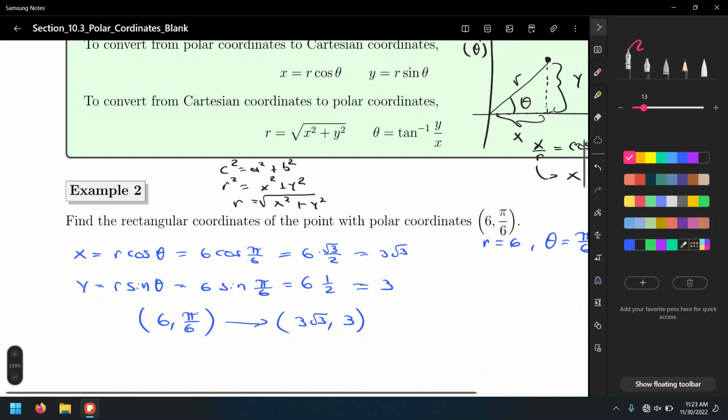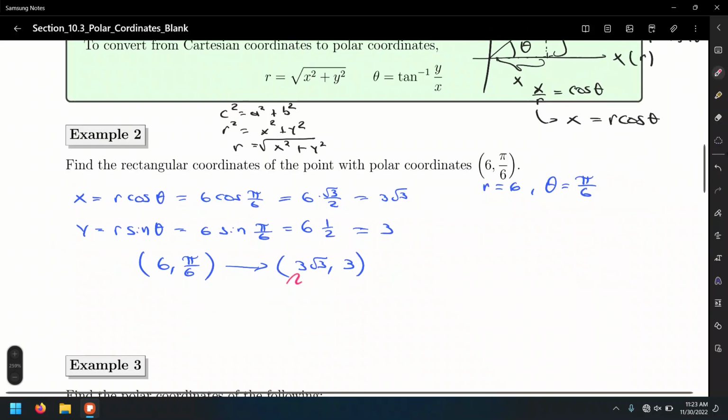And again, worth noting, a point in Cartesian coordinates is unique. There is a unique representation. However, this is not unique. Not a unique representation.